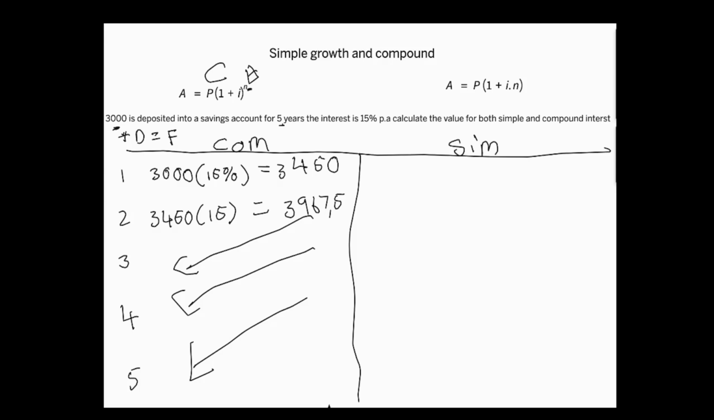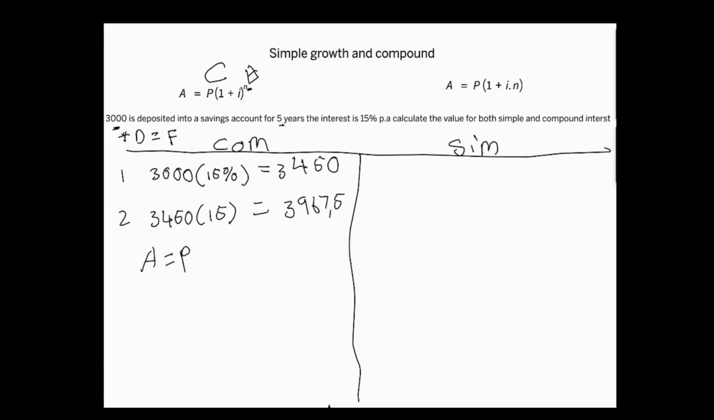Okay, in the second year we got 3,967, right? So what I want to do here, I want to show you that, let's say the question wanted us to calculate for 2 years. Let's see if we will get the same amount. So we say A, which is the final answer, P, which is the amount that is deposited, times 1 plus the interest to the power of n. So we're going to say 3,000, 1 plus 0.15. Interest is always divided by 100, don't forget that, to the power of 2.